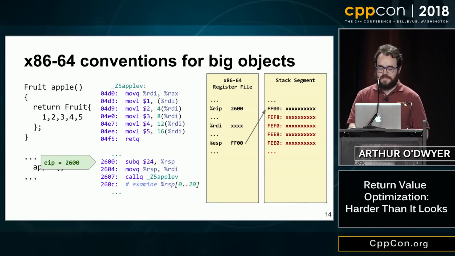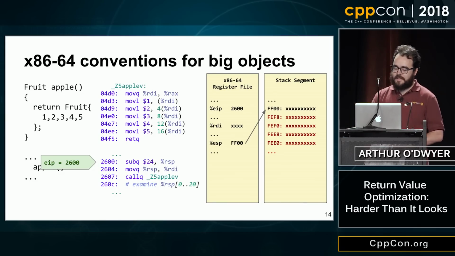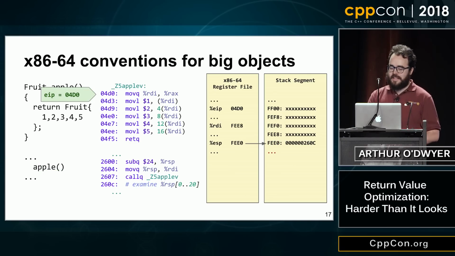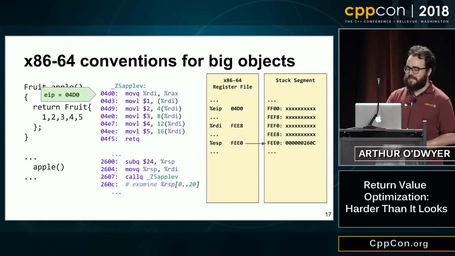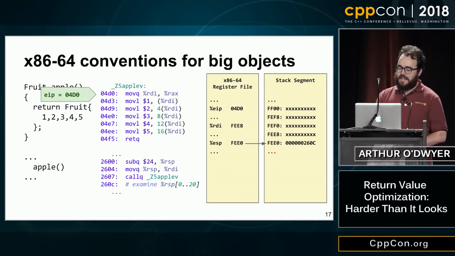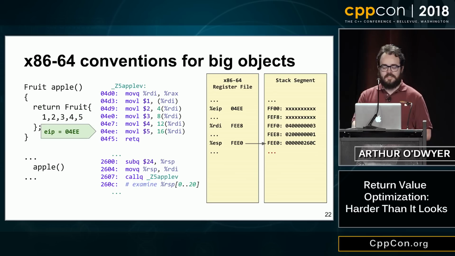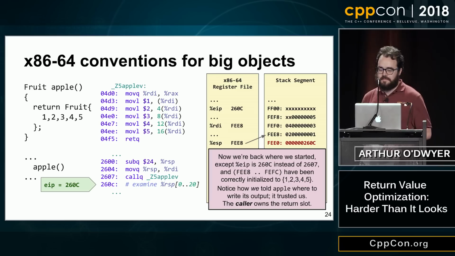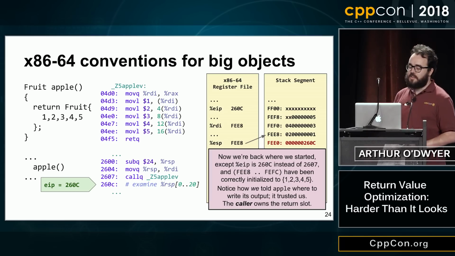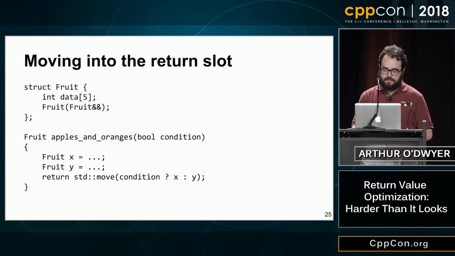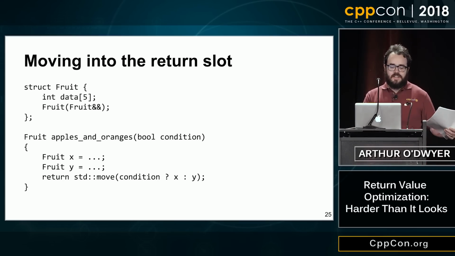So again, let's walk through that. Right? First, we make some space on the stack. We put the address into RDI. We call apple. Apple then moves RDI into RAX. That's just a part of the calling convention. I don't fully understand why that's there. And then it just moves everything into the place that we wanted things to go, and we return. Right, and we get the right answer. We, the caller, told apple where to write its output, and it trusted us. So that was an example of just, they gave us the return slot, we put something in there, we returned.